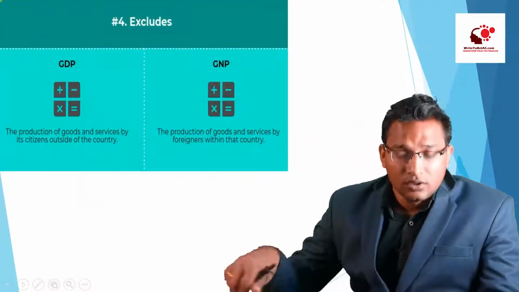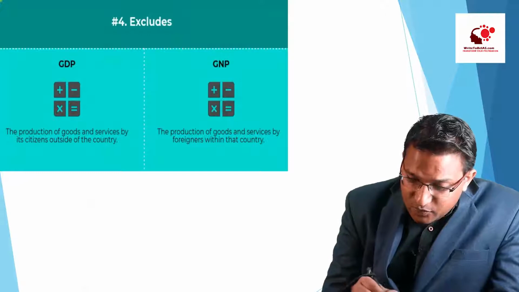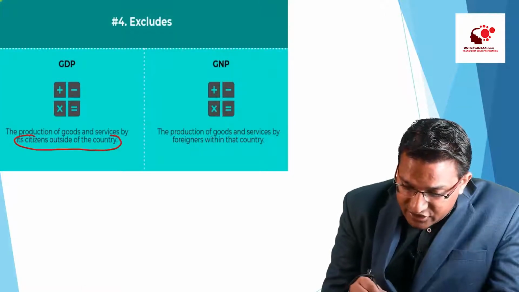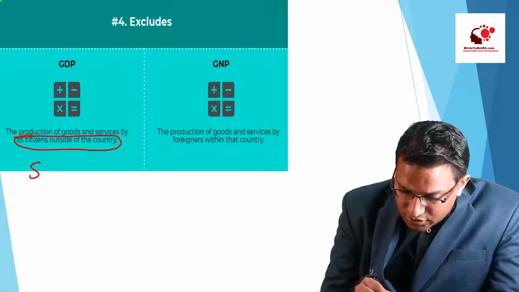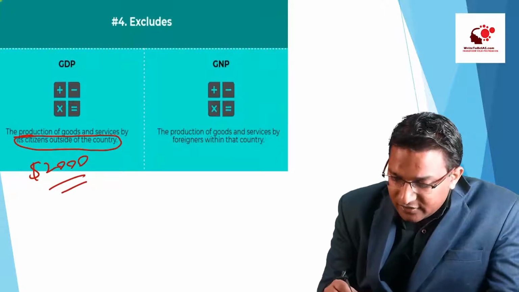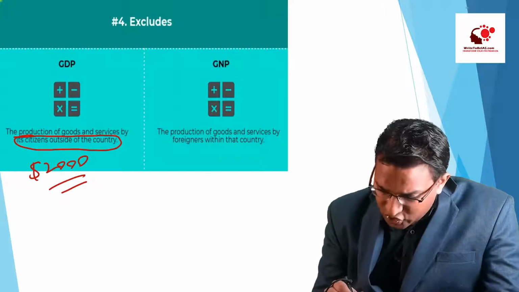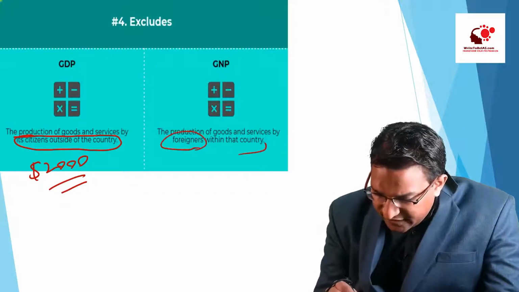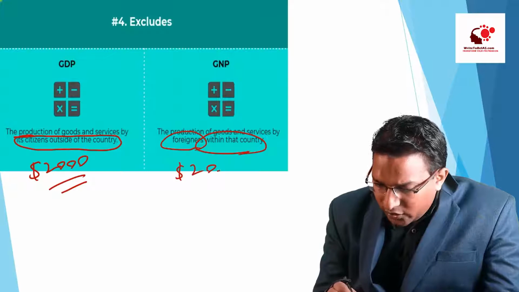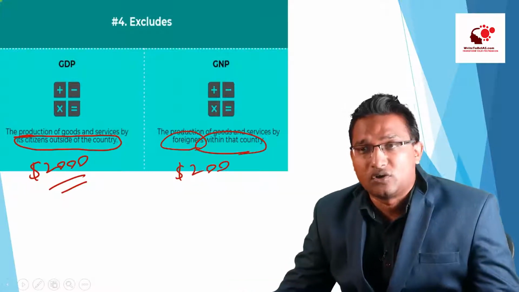What does GDP exclude? It excludes the production of goods and services by citizens outside the country, right? So it excludes $2,000 of Mr. Samir. GNP, what does it exclude? It excludes the production of goods and services by foreigners within that country. So the $200 production by Mr. Robert.